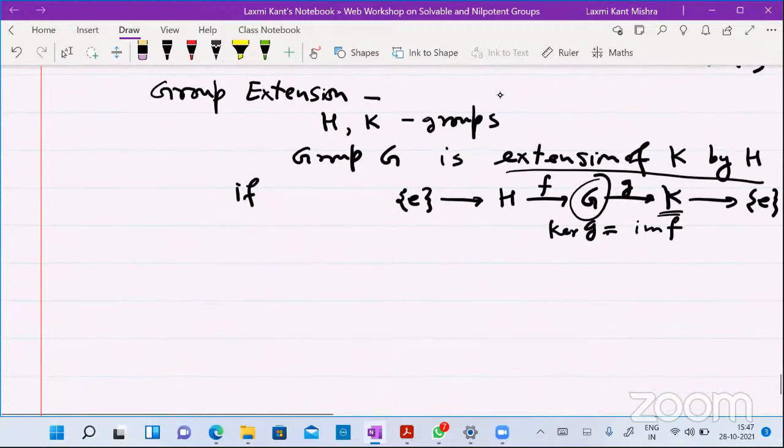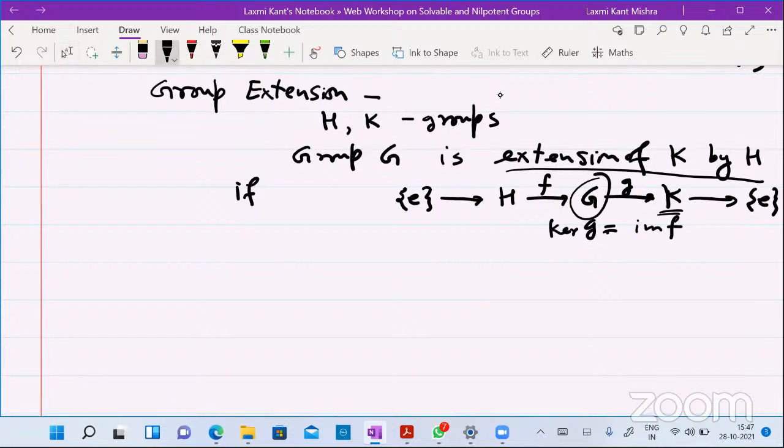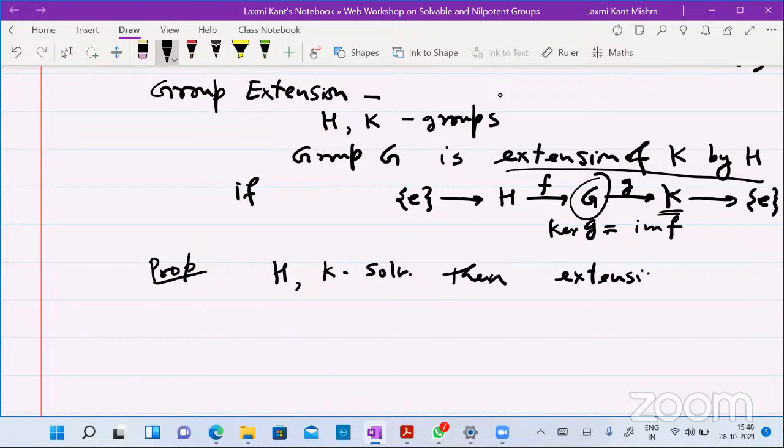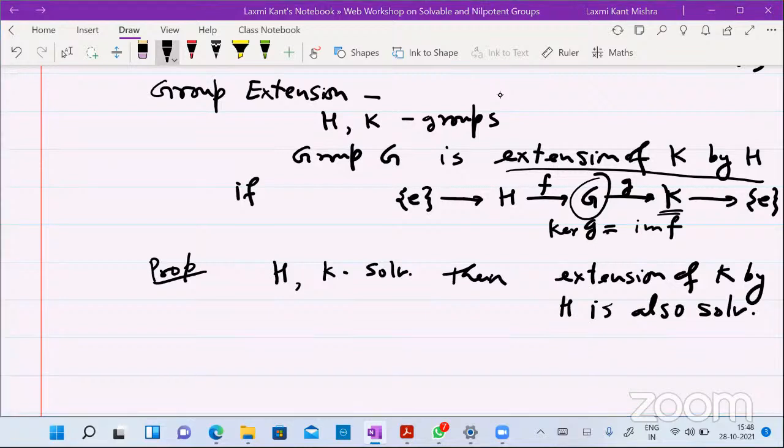Now what is the result? The result is that if H and K both are solvable, then the extension of K by H is also solvable.